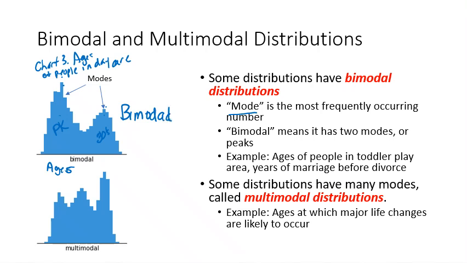Bimodal. We can also have a multimodal distribution. Maybe in this case we have 3. An example of what this might represent is the ages at which major life changes occur. So there's maybe a major life change when you graduate from high school or college and start your career. Maybe there's another change when you start your family and have children. Maybe there's another change when you retire. And those are maybe ages at which major life changes are likely to occur. Those are bimodal and multimodal distributions.